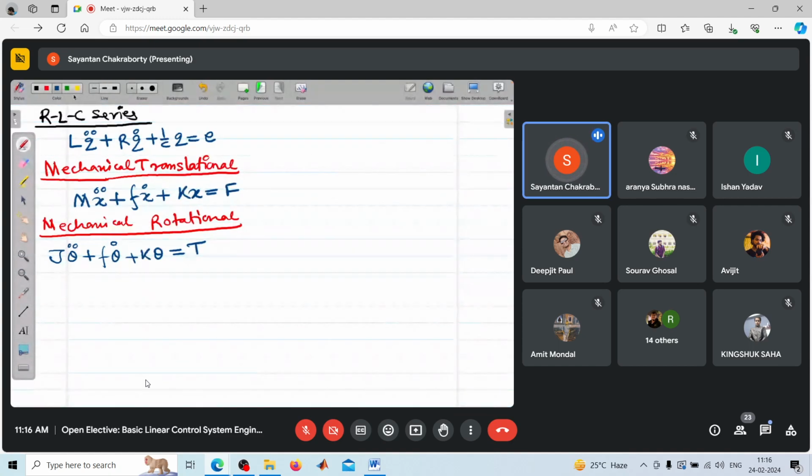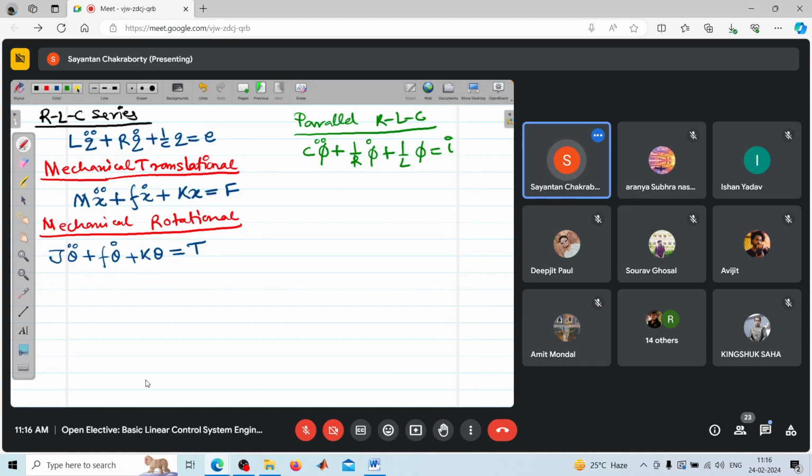And on the other hand, for the parallel RLC circuit, we have the equation C phi double dot plus 1 by R phi dot plus 1 by L phi equal to I.